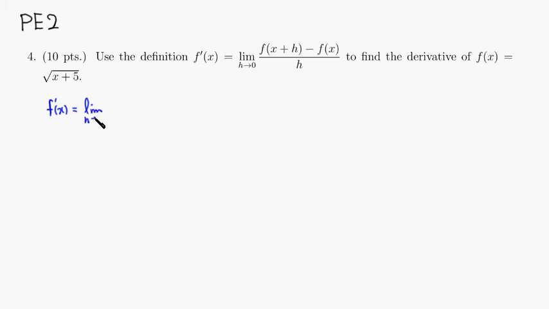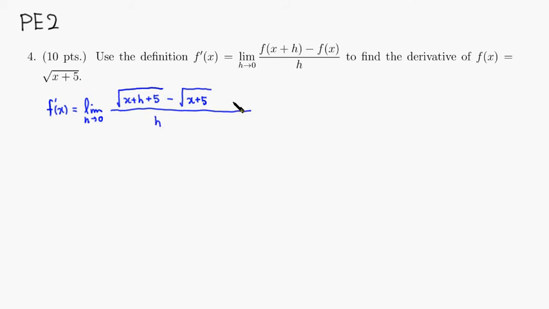as h approaches 0. Using the function notation, let's simplify that. So you have f of x plus h. Every time you see x in the formula, we're going to put x plus h instead. So you're going to have square root of x plus h, then you still have plus 5 there. Minus f of x, the original function, so I'm just going to copy the function, square root of x plus 5. Then divide by h.